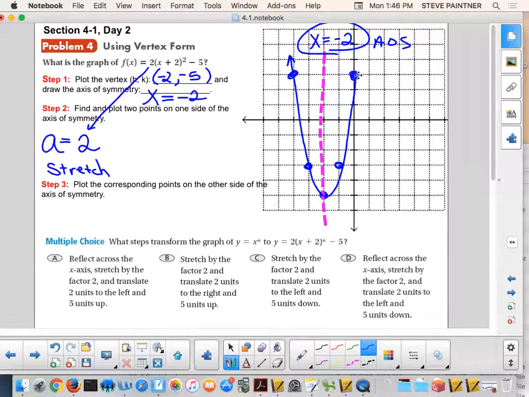See it? Good? Yeah? Okay. Plot corresponding points on the other side of the axis of symmetry. We already did that. I'm done. I got it.